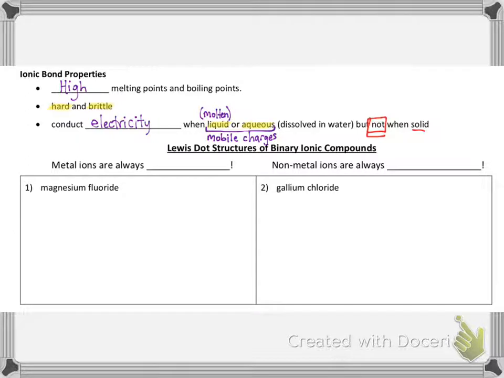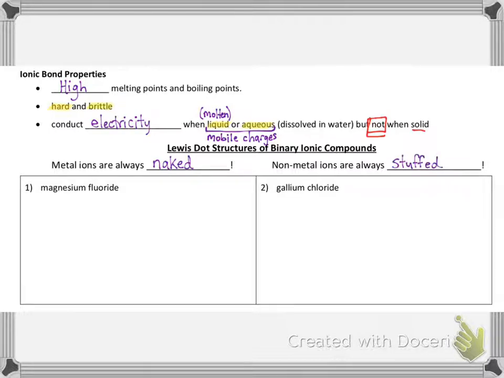Let's remind ourselves about how to draw Lewis dot structures for ionic compounds. The idea is you are showing the elements after they have gained or lost electrons. So remember, your metals, because they are metals, are losing electrons, so the metal ion should always be naked. But the nonmetal, which is gaining those electrons to have a full octet, should always look stuffed with all 8 valence electrons. So let's go ahead and look at magnesium fluoride.